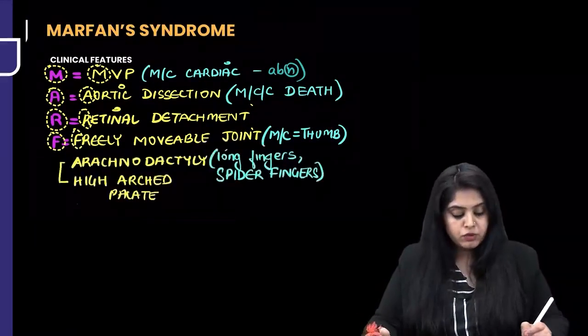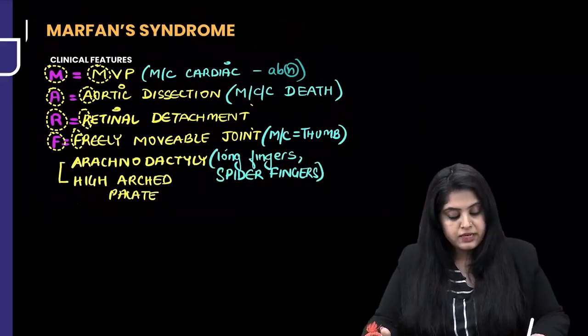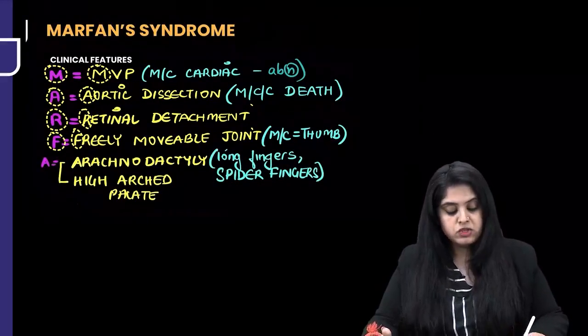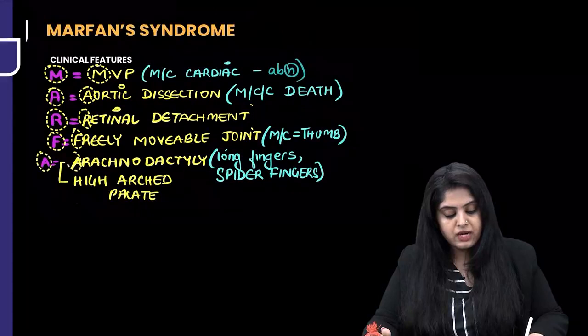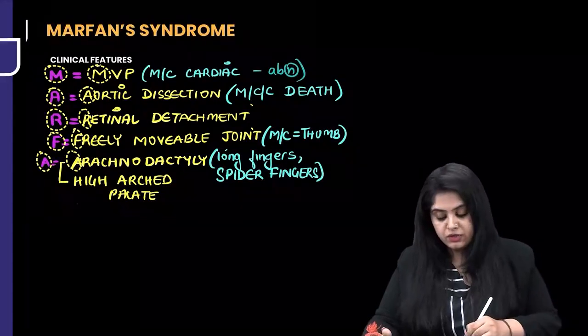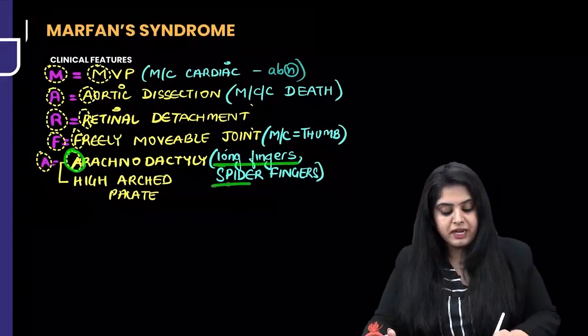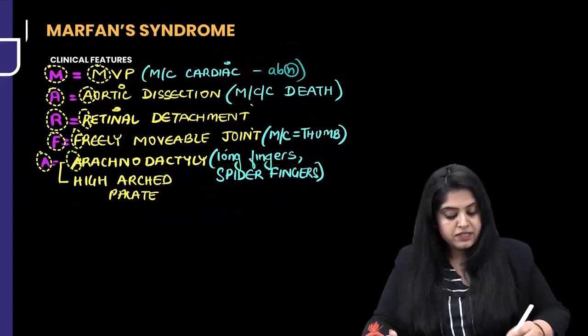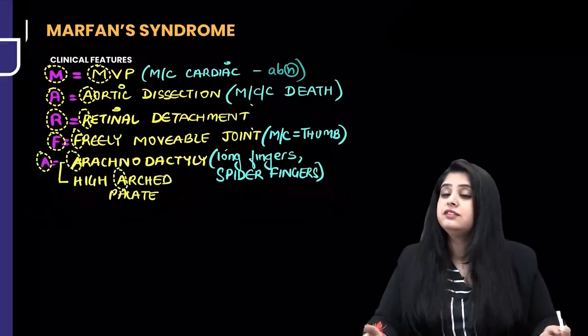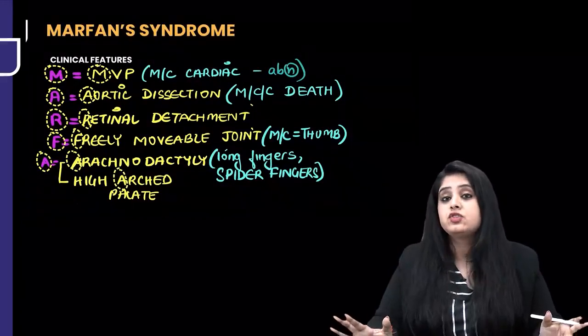Okay, let's move on to the A now. A is going to tell me two things. First, I'll show you a picture. There is a condition with A called arachnodactyly. What is arachnodactyly? Have a look at this. Arachnodactyly means very, very long fingers, like spider fingers. And another A, which is recently very famous, is the high arched palate.